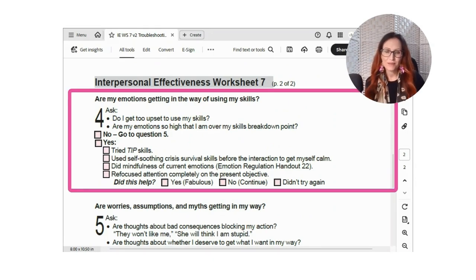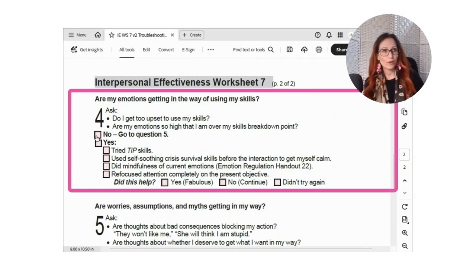Question 4. Are my emotions getting in the way of using my skills? Ask yourself if you're too upset to use your skills or if your emotions are so high that you're over your skills breakdown point. This is the point where you can't think clearly enough in order to use your skills, and you need to balance your nervous system before you can actually start to use your skills again.